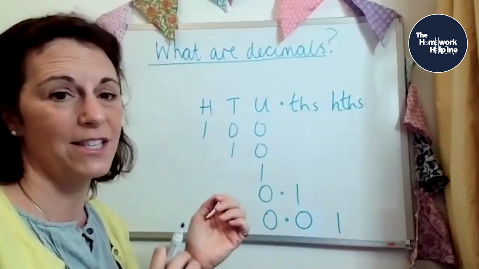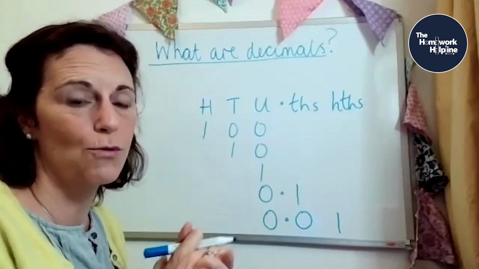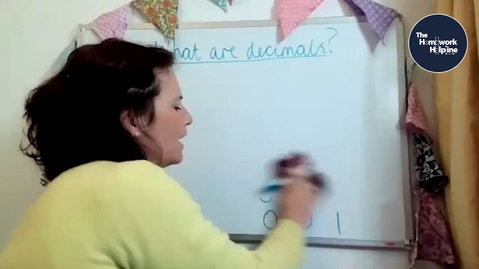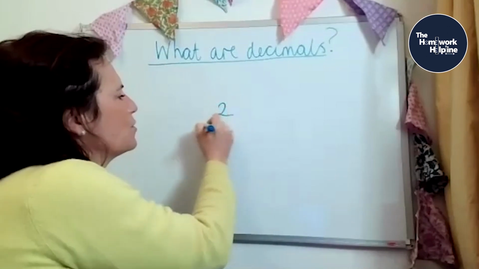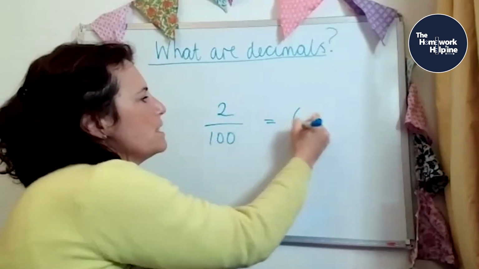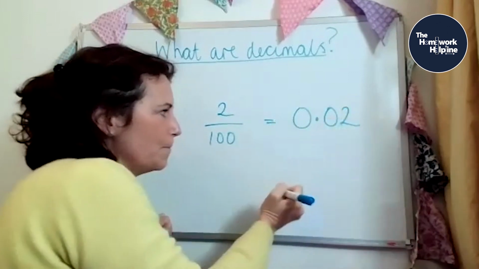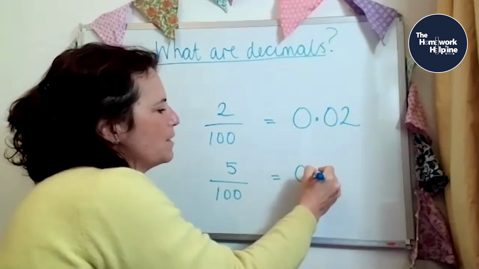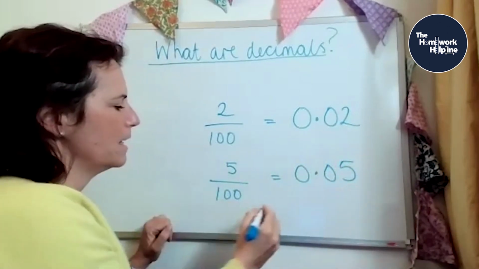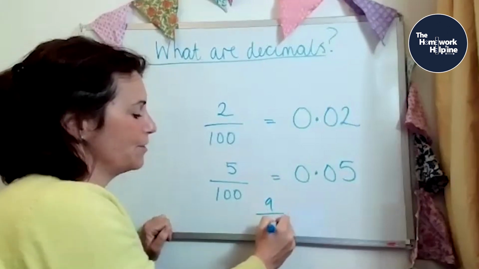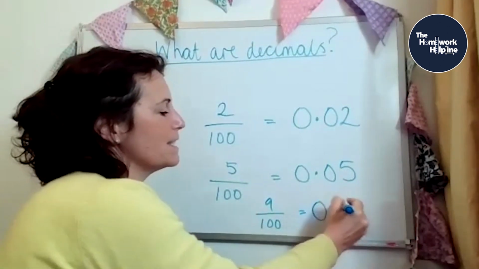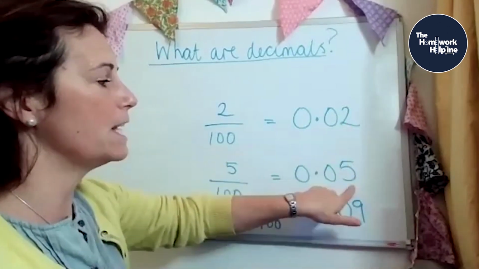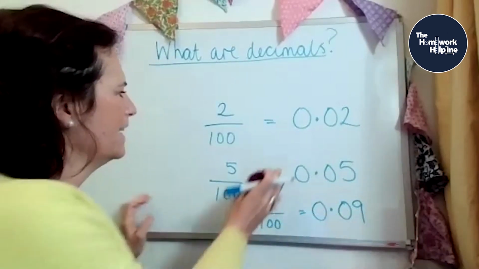My next little lesson that I'll do with you on Wednesday, I think, is going to be about ordering decimals, but it's important to know what they are. So let's just convert fractions into decimals. So 2 hundredths would be 0.02. 5 hundredths would be 0.05. Let's do one more down here. 9 hundredths would be 0.09. Remember to pop that 0 in the tenths column so that we've got our digit in the hundredths column. Okay, good.